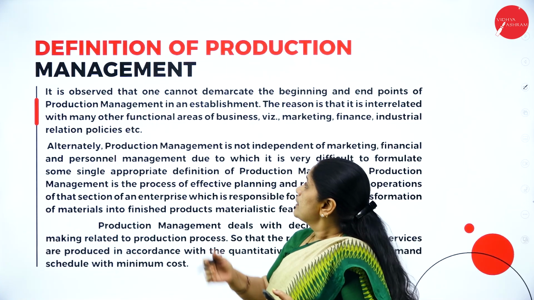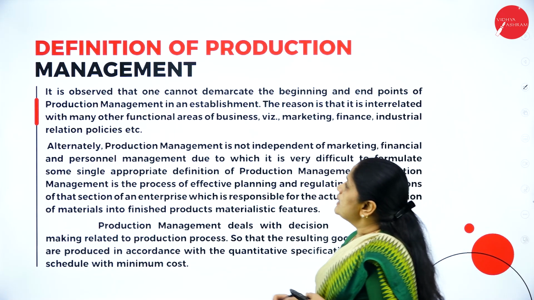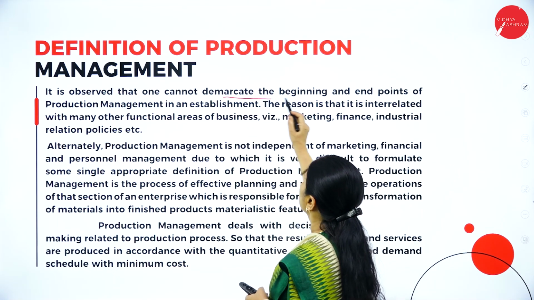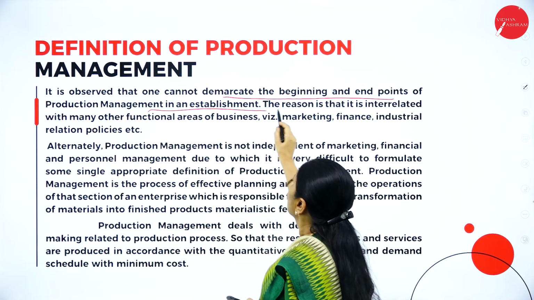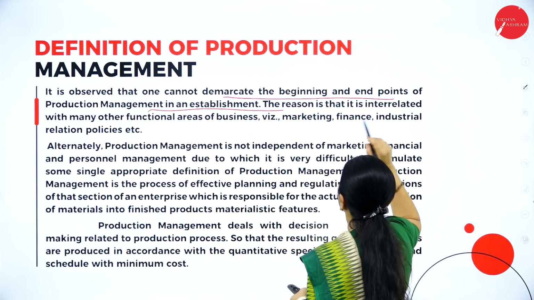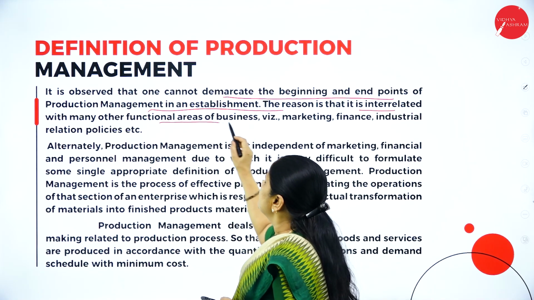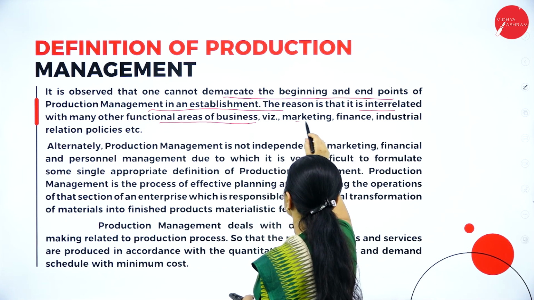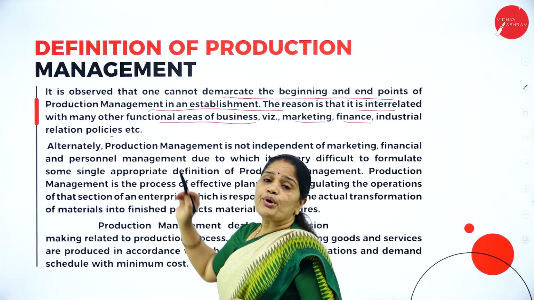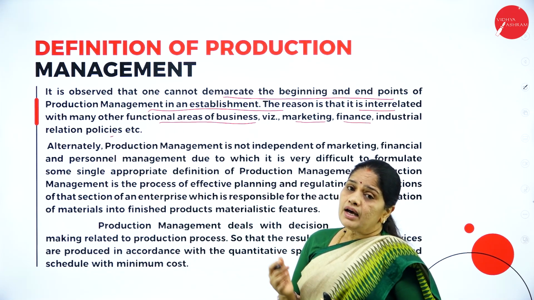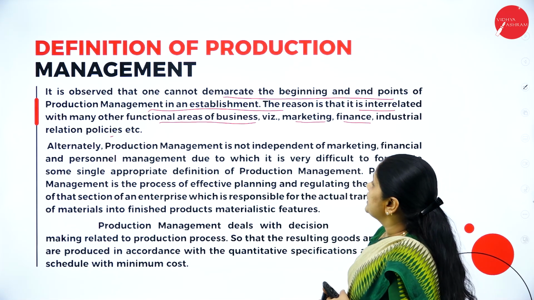Now, the definition of production management. It is observed that one cannot demarcate the beginning and end points of production management in an establishment. The reason is that it is interrelated with many other functional areas of business, that is marketing, finance, industrial relation policies, etc. Now, why do we say that production management is interrelated with other fields?